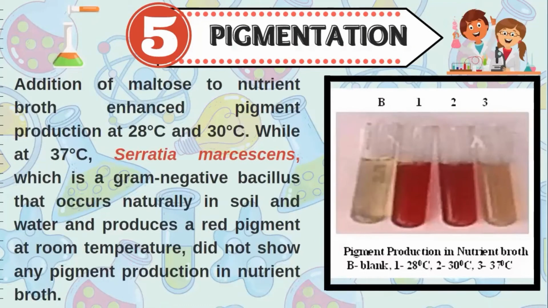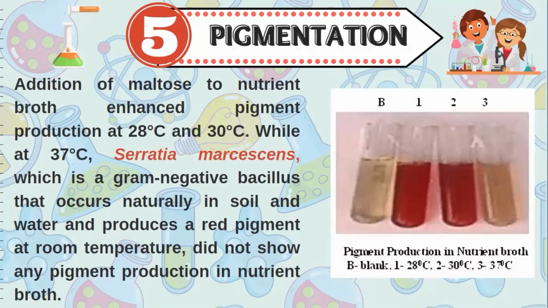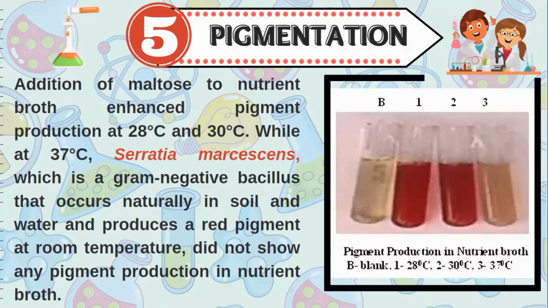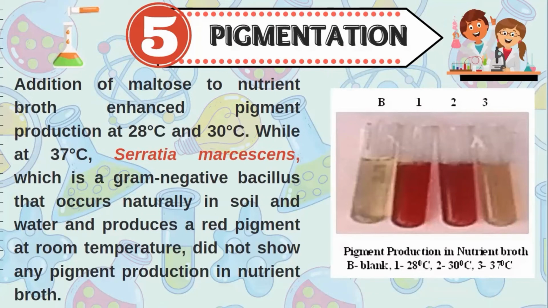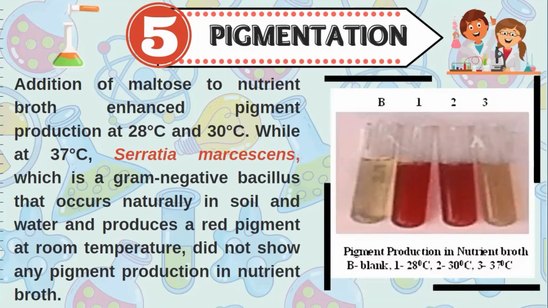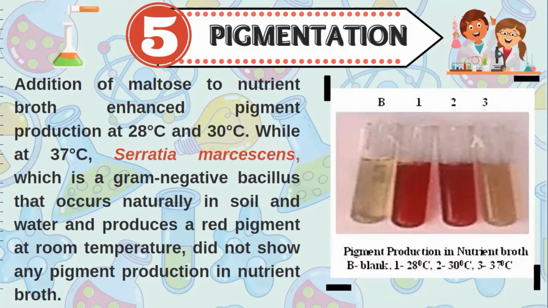Here is an example of pigment production in nutrient broth, wherein the test tubes are labeled as B, blank, 1. 28 degrees Celsius, 2. 30 degrees Celsius, and 3. 37 degrees Celsius. Addition of maltose to nutrient broth enhanced pigment production at 28 degrees Celsius and 30 degrees Celsius, while at 37 degrees Celsius, Serratia marcescens, which is a gram-negative bacillus that occurs naturally in soil and water and produces a red pigment at room temperature, did not show any pigment production in nutrient broth.